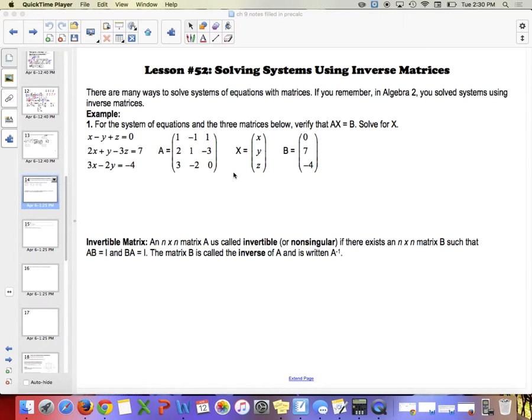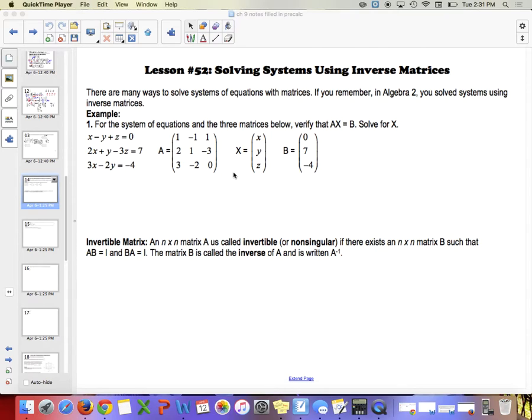So it says there are many ways to solve systems of equations with matrices. If you remember in Algebra 2, you solve systems using inverse matrices. So every system of equations that we have, every set of like 3 equations with x, y, and z, has a matrix equation associated with it. Do you guys remember? You write it as A, x equals B. And A is what we call our coefficient matrix.